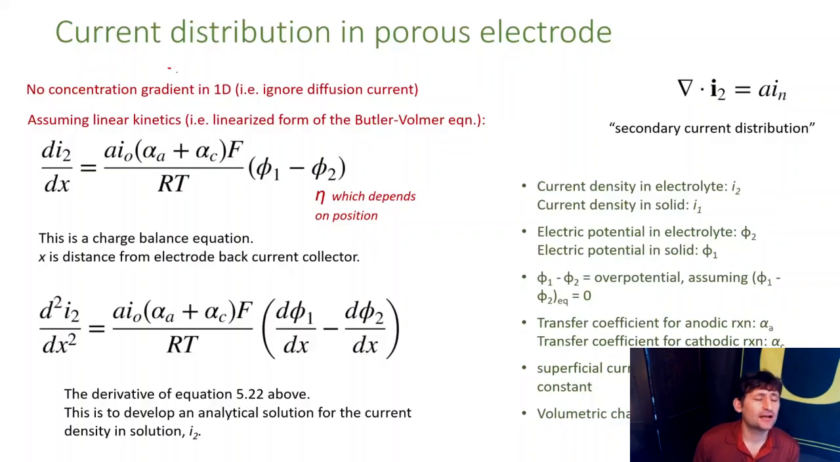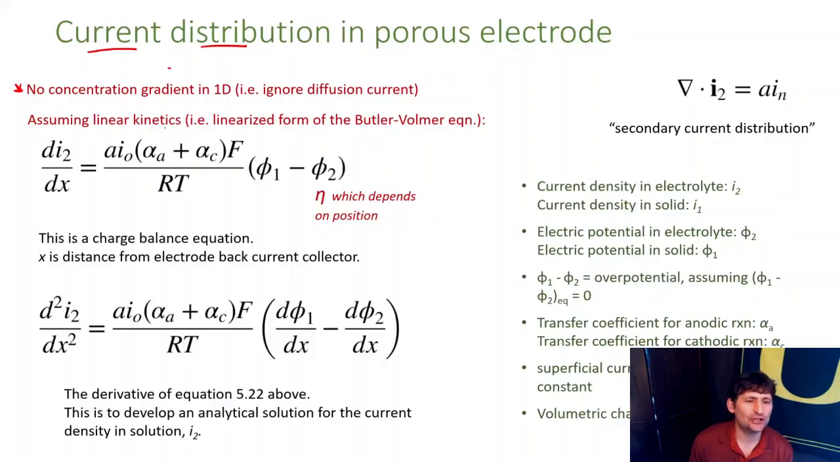Okay, let's consider now how to use these concepts to describe the current distribution, so where the current is passing as a function of distance in the porous electrode. We need two assumptions to make this a simple problem. First, we're going to assume there's no concentration gradient in one dimension moving through the porous electrode. So what does this mean in practice? It means we're ignoring the diffusion current, ignoring the effect of diffusion, and assuming that all the current is being driven via migration. And this is a valid assumption in many cases.